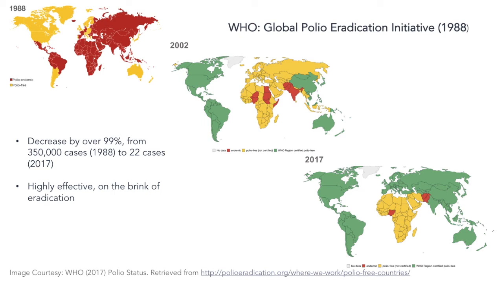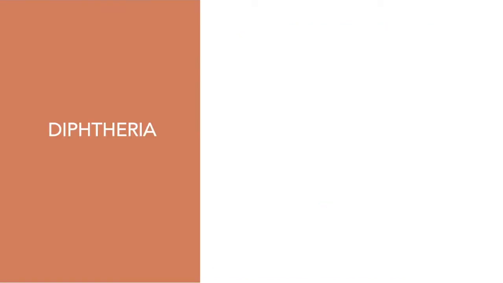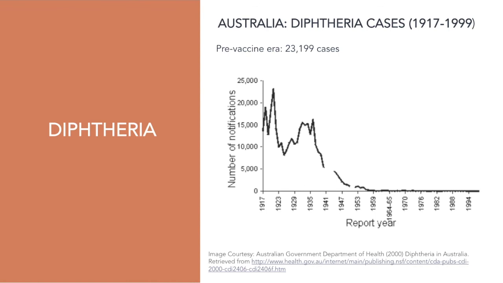the disease. Diphtheria is a contagious bacterial infection that infects the throat and upper airways, transmitted via airborne respiratory droplets. During the pre-vaccine era, there were 23,199 cases in Australia. However, after the development of the first diphtheria toxoid vaccine in 1923, which was subsequently used on a large scale in industrialized countries in the 1940s to 50s, incidence quickly declined.